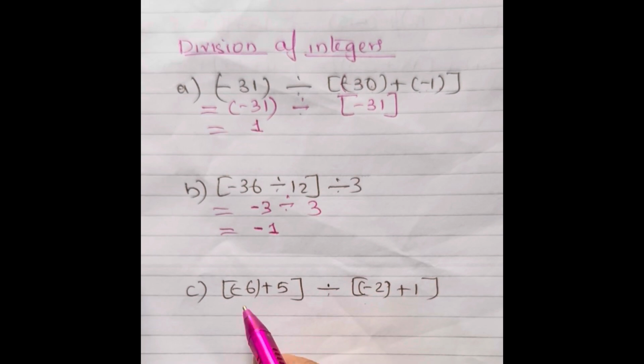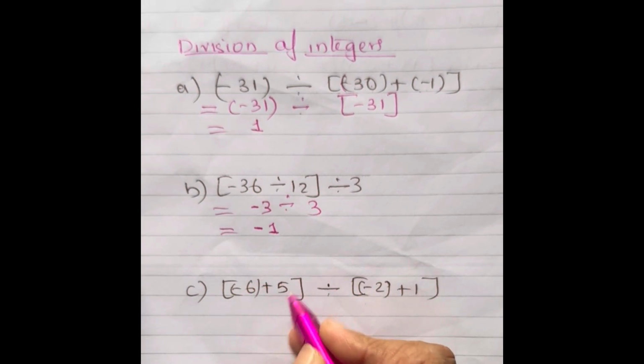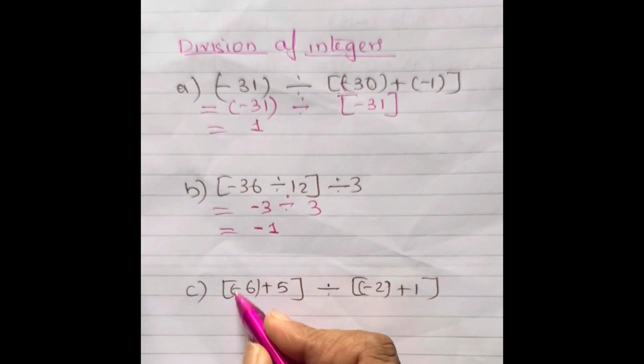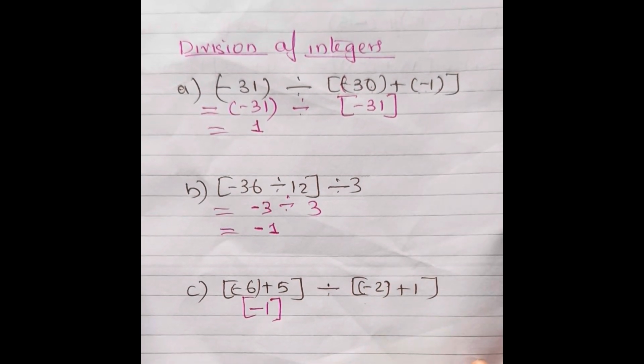One more question we'll see. Here there are two brackets. So first we solve both the brackets. So minus 6 plus 5. So different sign means subtraction. So 6 minus 5 is 1. And the sign of greater is minus, so minus 1. Okay, this is for addition and subtraction.